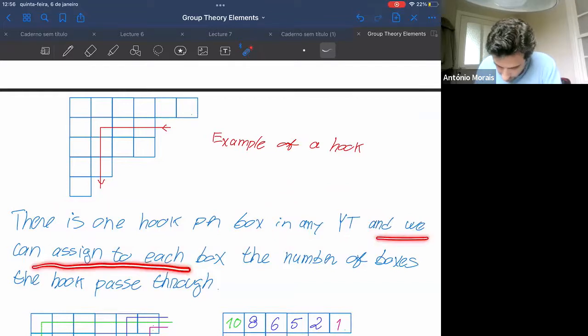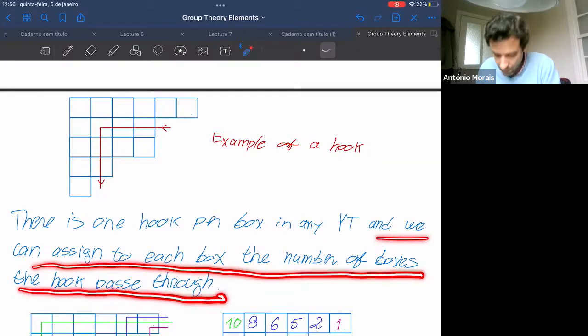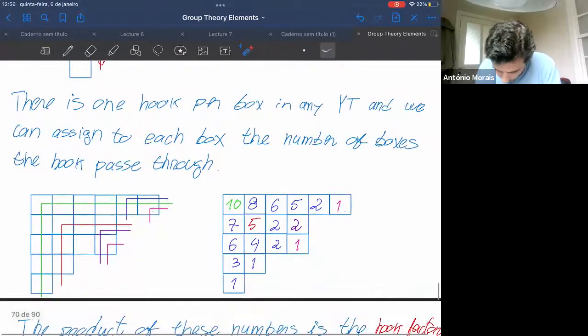And we can assign to each box the number of boxes that the hook passes through. So for example, here in colors, the green one: 1, 2, 3, 4, 5, 6, 7, 8, 9, 10. Number 10 there. Now this blue one passes 1, 2, number 2. This purple one, it's only one. The red one above: 1, 2, 3, 4, 5. So number 5 here. Now this dark purple, 1, 2 boxes. This one, 1.